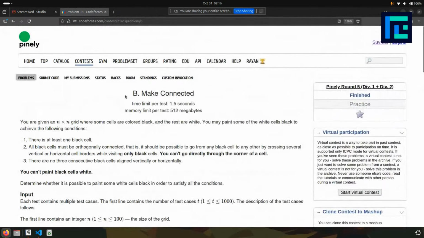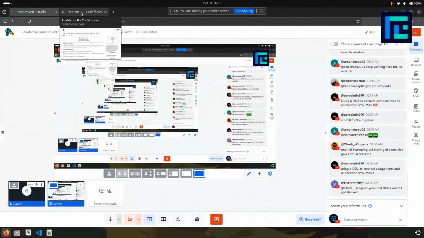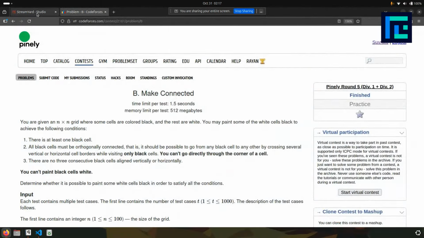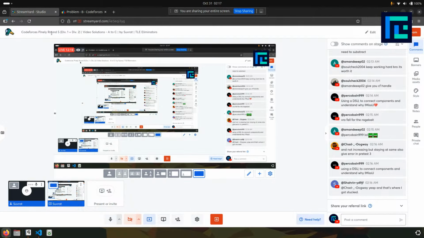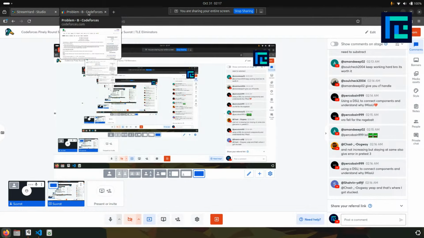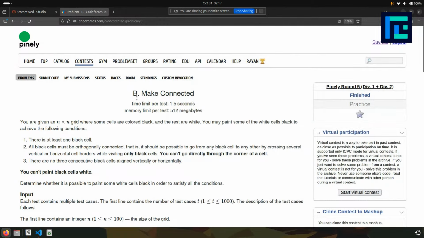So the next problem is make connected. You are given an n cross n grid where some cells are colored black and the rest are white. You may paint some of the white cells black to achieve the following conditions. First, there is at least one black cell. Second, all black cells must be orthogonally connected.